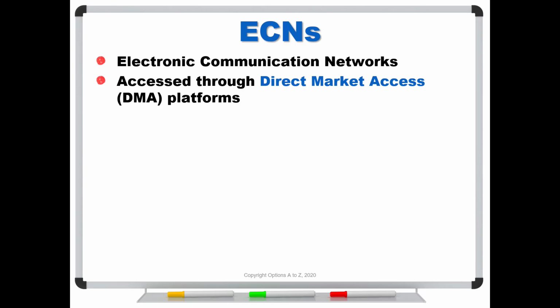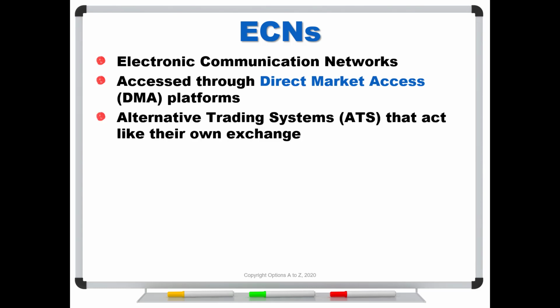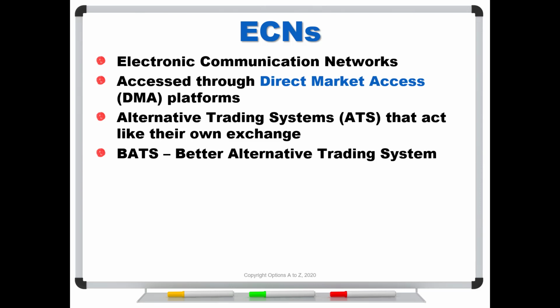Some of these ECNs will actually register with the SEC and with FINRA, the Financial Industry Regulatory Authority, and they can actually become what's called an alternative trading system, or an ATS. So these really do act like their own exchanges. A fairly recent example that actually has alternative trading systems in its name was BATS. It stood for Better Alternative Trading System, and it was actually purchased by the Chicago Board Options Exchange in 2017.